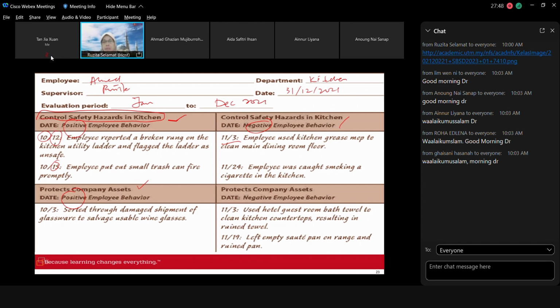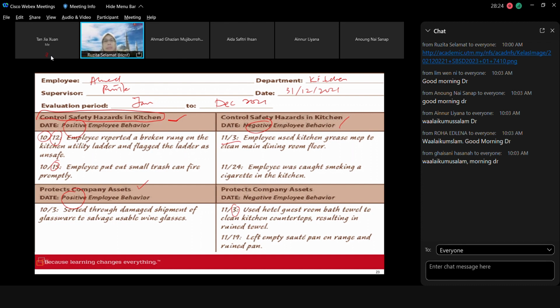Protects company assets. What did the employee do? On 3rd November, used a hotel guest room bath towel to clean kitchen countertops, resulting in a ruined towel. If you ever went to a hotel, you know how thick, how expensive-looking the towels are. When we talk about a guest room bath towel, and this employee used it on the kitchen countertops.